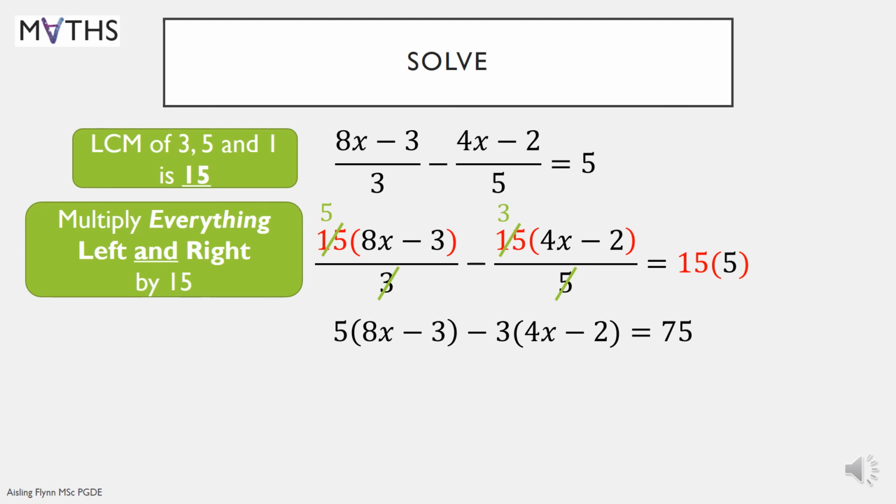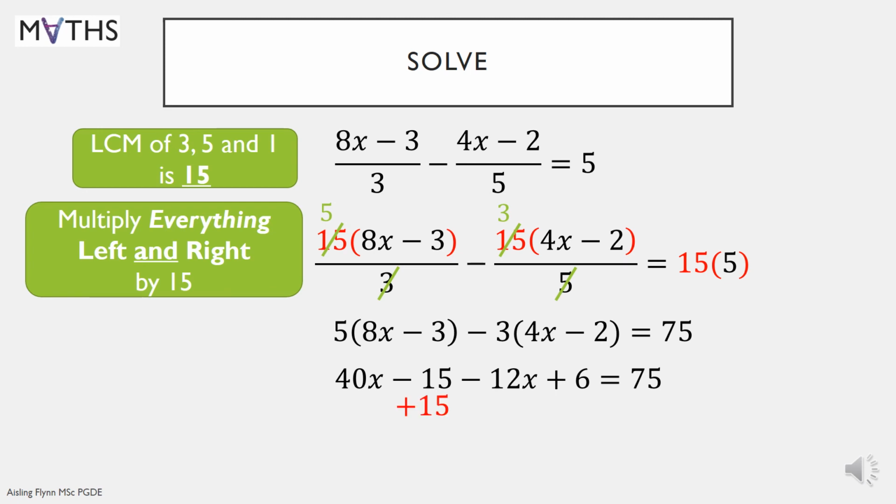So now we're going to multiply. So those brackets will be removed. We get 40x minus 15 from the first multiplication. We get minus 3 by 4x gives minus 12x. And just take care here, minus 3 by minus 2 gives plus 6. Multiplying the same signs gives a positive, equals 75. And now we can solve.